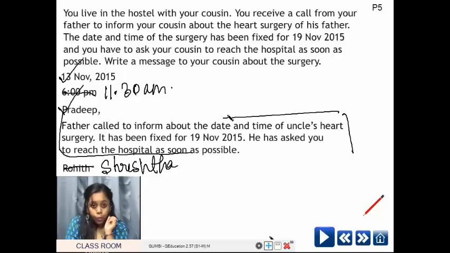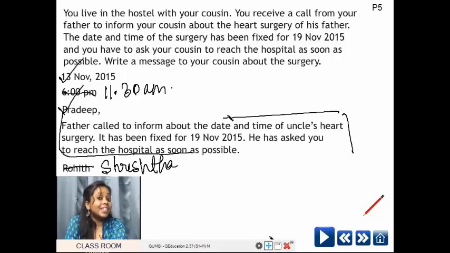I told one short form, like uncle's undergoing a heart surgery on the 19th of November. You reach the hospital as early as possible. Father informed me. It can be made shorter. Even shorter. Can you try? Come on, students. One of you can stand and try.